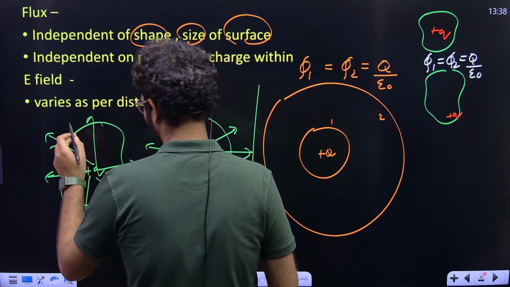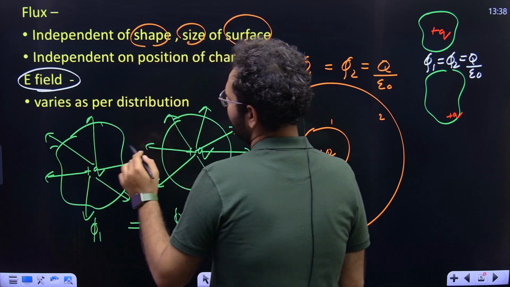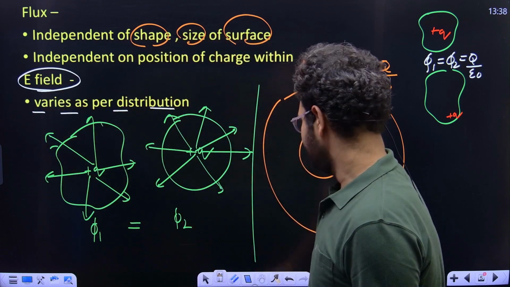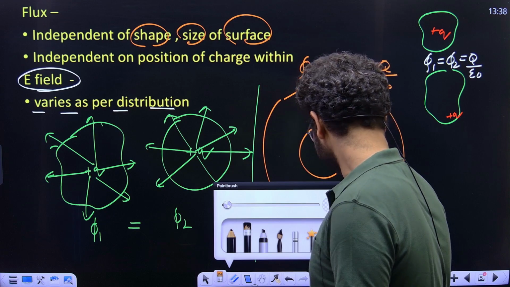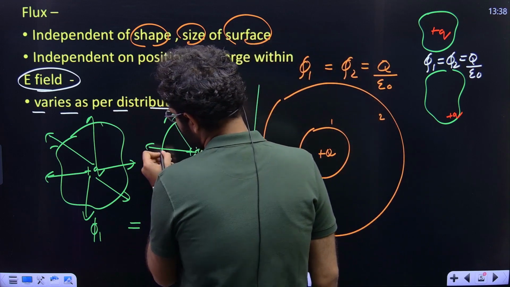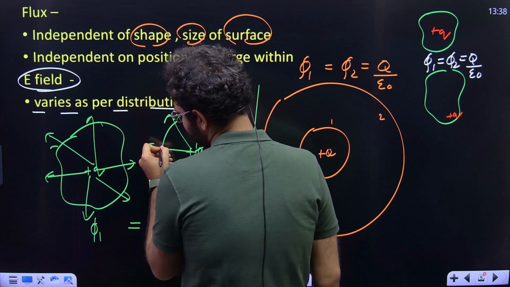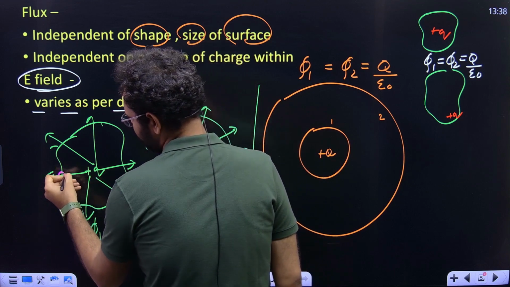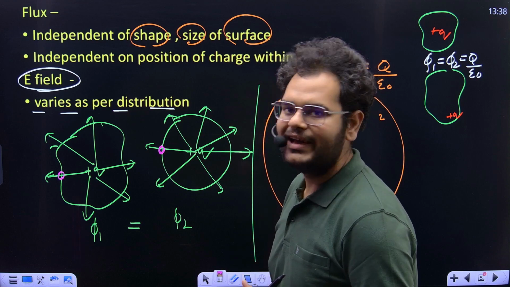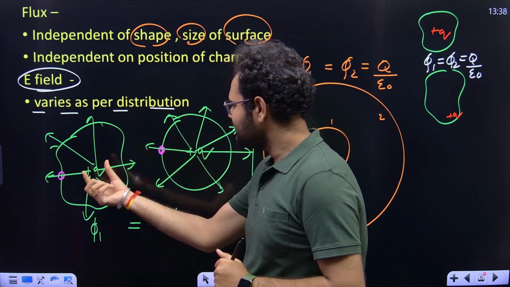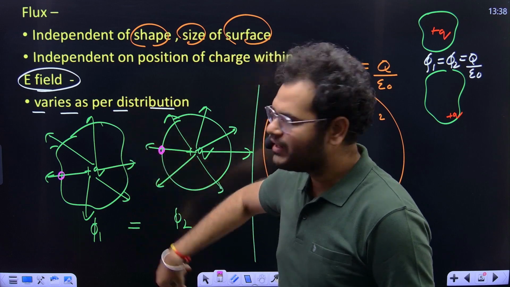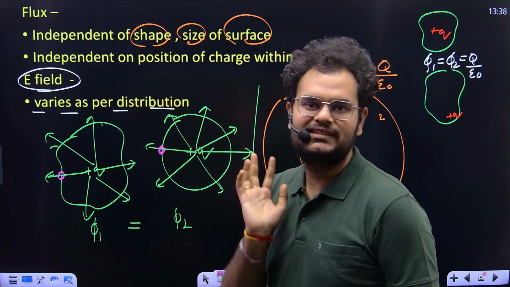Electric field varies as per distribution. Very conceptual point. See what I'm trying to say. If someone asks you whether the electric field is the same at this point and another point, I will say no. Why no? Because the distance is not the same. Are you getting it? Electric field is different, but flux is the same.